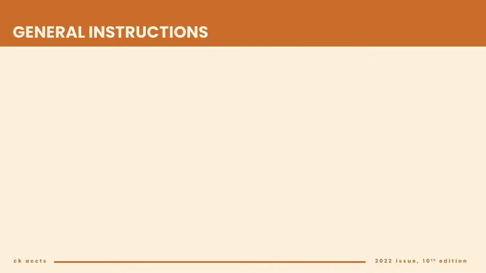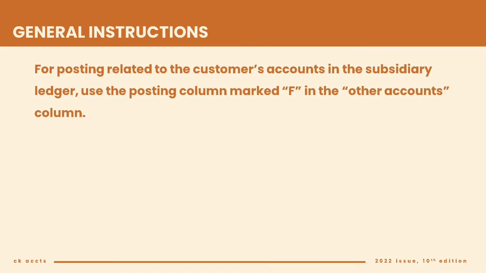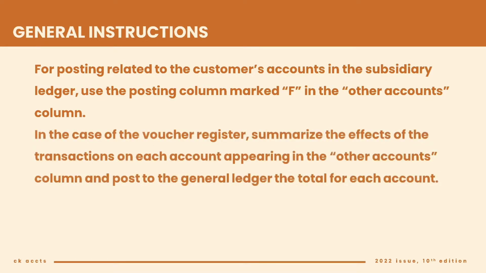So, move on with the next one. Ito pa pala. Okay. For posting related to the customer's accounts in the subsidiary ledger, use the posting column marked F in the accounts or the other accounts column. And in the case of voucher register, summarize the effects of the transactions on each account appearing in the other accounts column and post to the general ledger the total for each column.